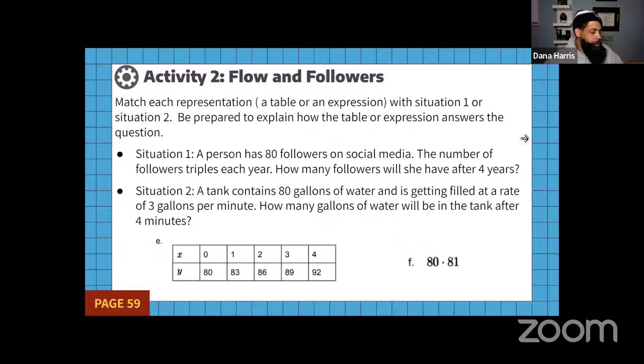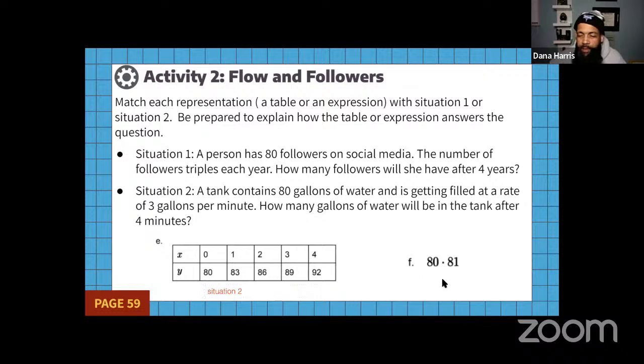Here in this one, it says match each representation, same thing, same directions. A, B, C, D, E, and F. Now, notice this one in Y, it is increasing by 3 each time. I start with 80 for my Y, then I go to 83, 86, 89. So I'm adding 3 for each value of X. That's just like the tank. It says it's filled at a rate of 3 gallons per minute.